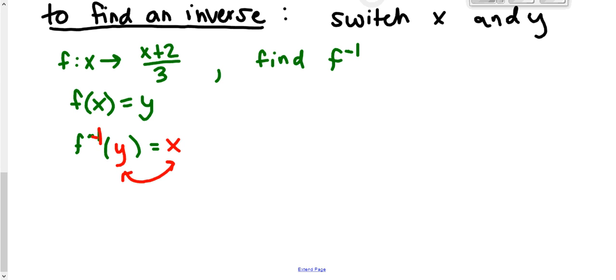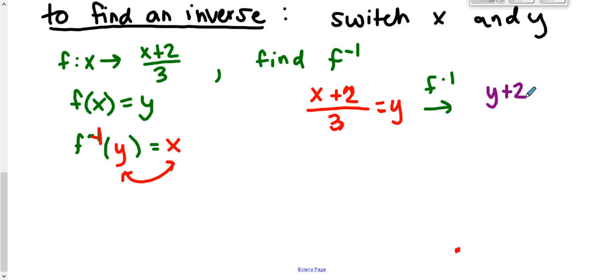Okay? So, for example, if we literally have this equation, we could rewrite this as (x plus 2) over 3 equals y. To find the inverse, everywhere we see an x, we write y. So now we're going to have (y plus 2) over 3. And if we see a y, we change it to an x. And then once you get to here, you have to solve for y, because all of our functions are always y equals.